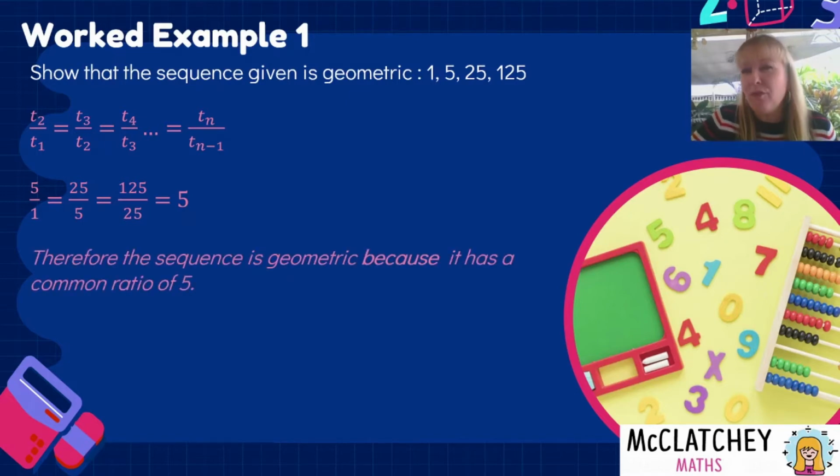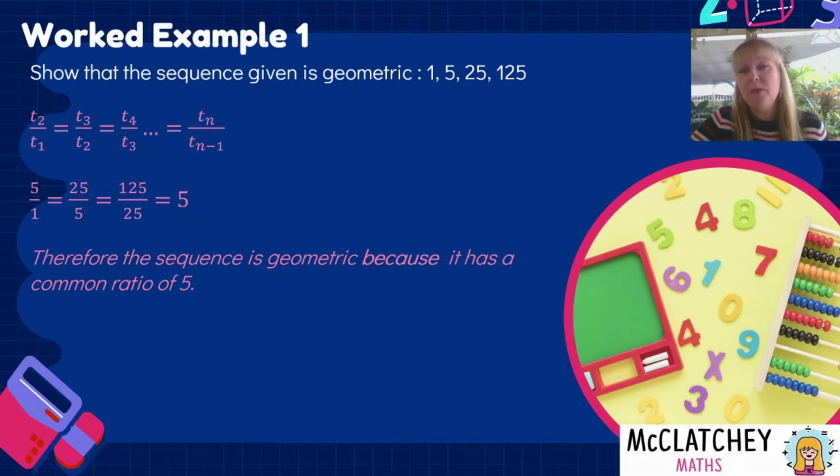So we also need to write a therefore statement at the end and not just leave some numbers randomly on the page. So I've got a little statement here, therefore the sequence is geometric because it has a common ratio of 5. So we've got the statement that it's definitely geometric, but we also need to have our reason why.